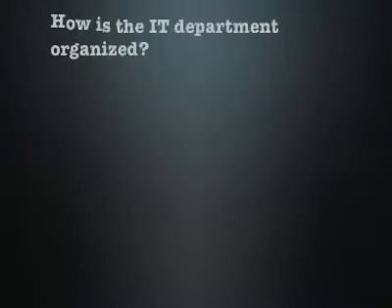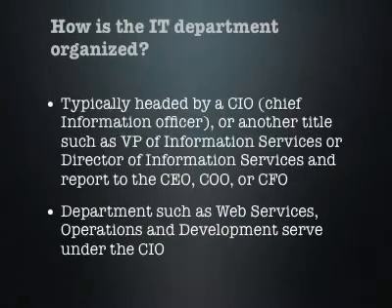So how is an IT department organized? Typically, it is headed by a Chief Information Officer or someone with another title such as Vice President of Information Services or Director of Information Services, and they would report to the CEO, COO, or CFO of a company. Other departments such as Web Services, Operations, and Development would serve underneath the CIO.